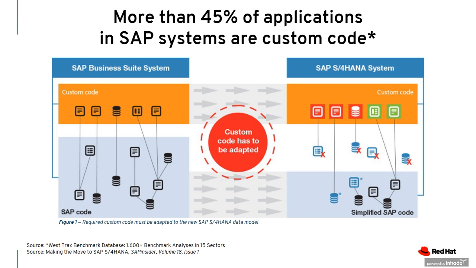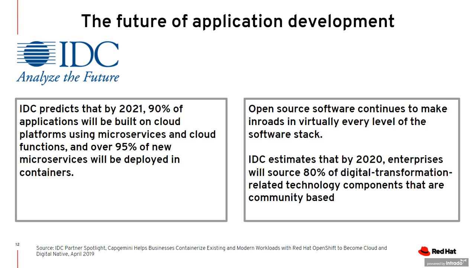When we look at the analysis, they think that there is a clear move to open source solutions and also a strong shift to the use of microservices, containers, and cloud functionality. How are we going to bring them together? First of all, let's look at the S/4HANA architecture.